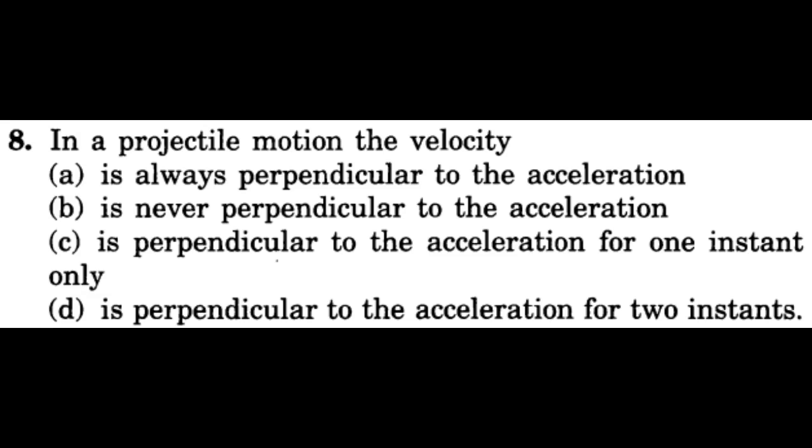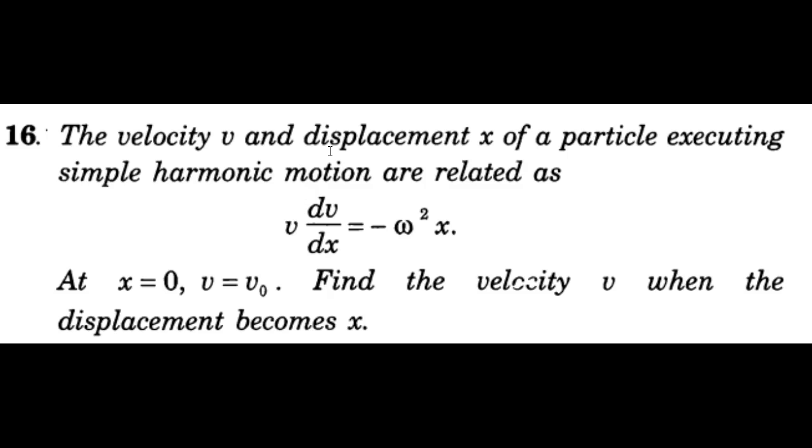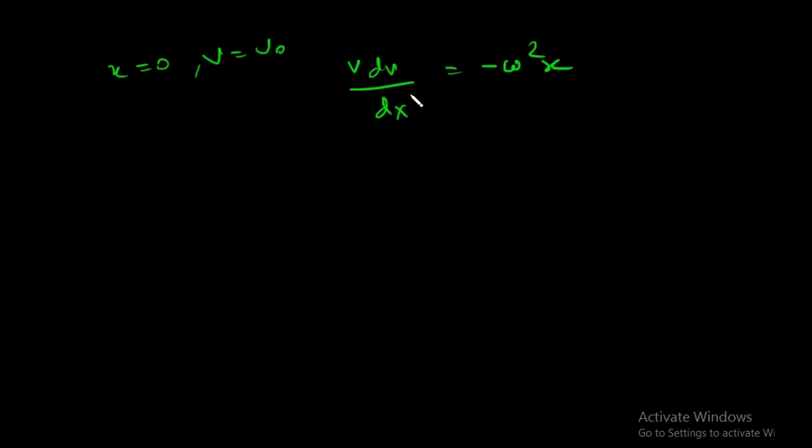Alright. So this is a question of integration. I just wanted to take this question to clear our concepts. It is given that the velocity and displacement x of a particle executing SHM are related as v dv by dx equal to minus omega square x. It is given that at x equal to 0, v equal to v0. Find the velocity v when displacement becomes x. Alright, so this is the equation: v dv by dx equal to minus omega square x.